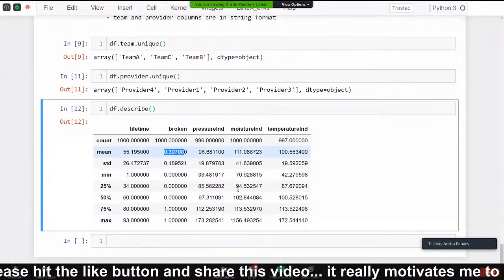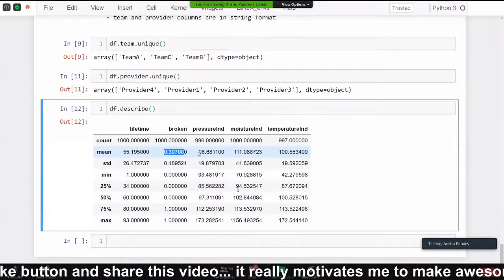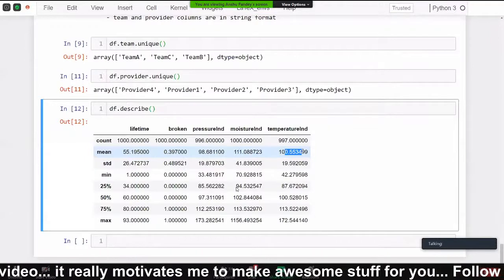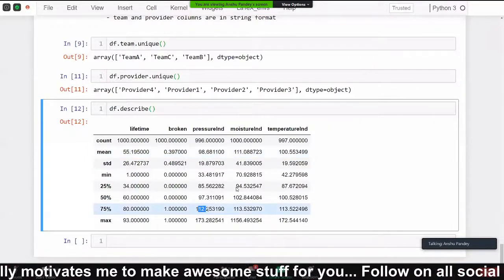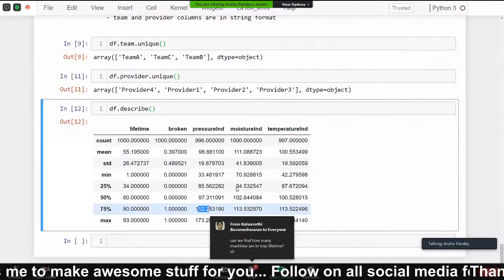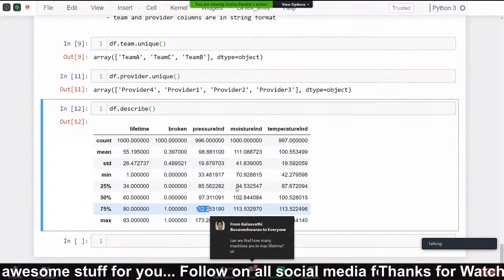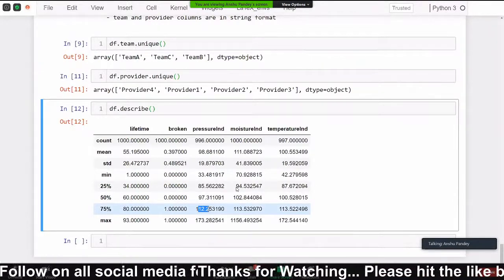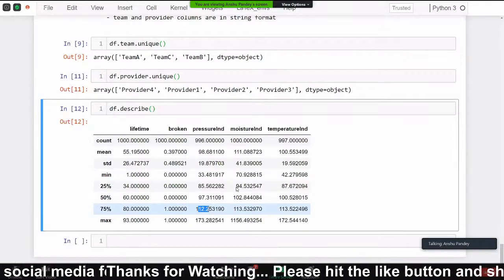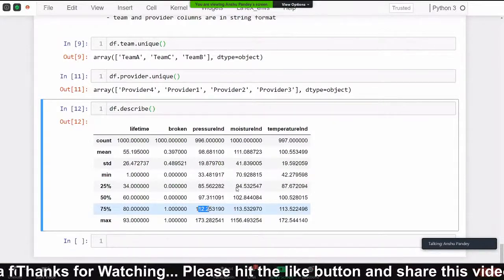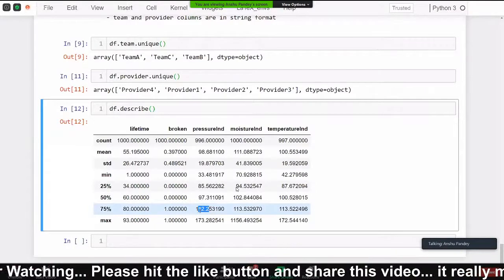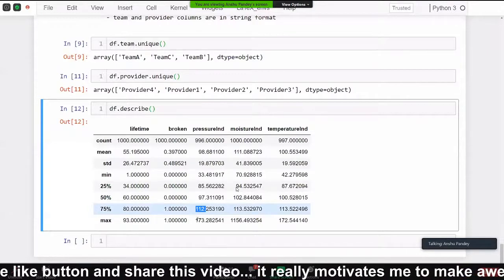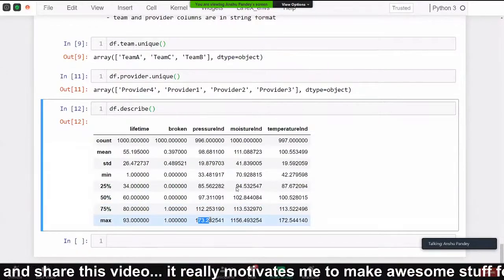Pressure index. The average pressure on which the machine was operating, average moisture, and average temperature on which the machine was operating. 75% of the machines were operating at pressure less than 112. Yeah, we can find how many machines are at the max lifetime, right? So how many machines have age 93? We'll see that as part of exploratory analytics. So 75% of the machines are operating at pressure less than 112, and the maximum pressure at which a machine operates is 112.